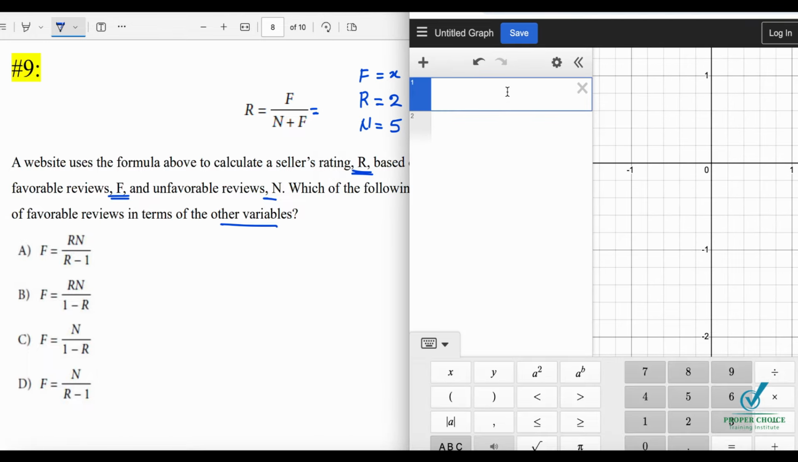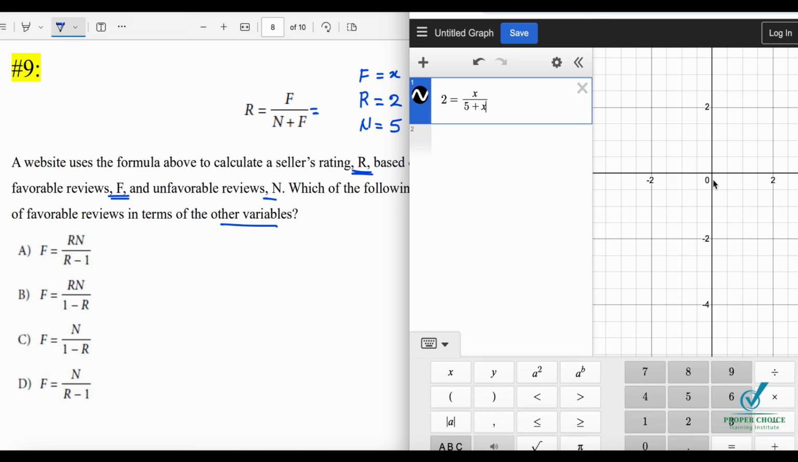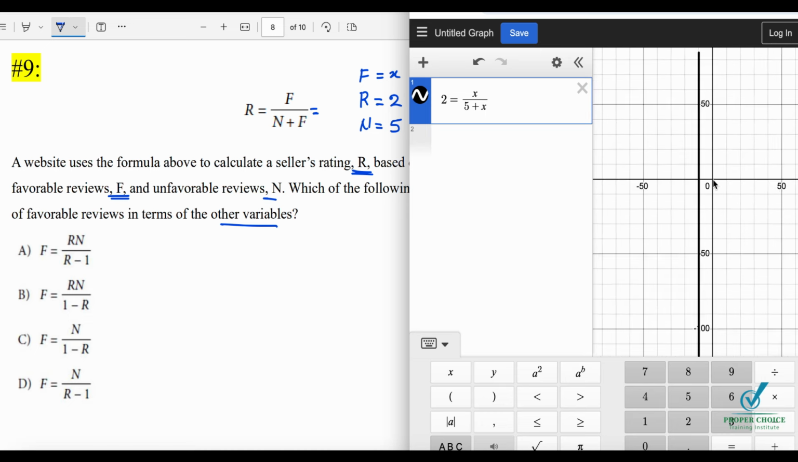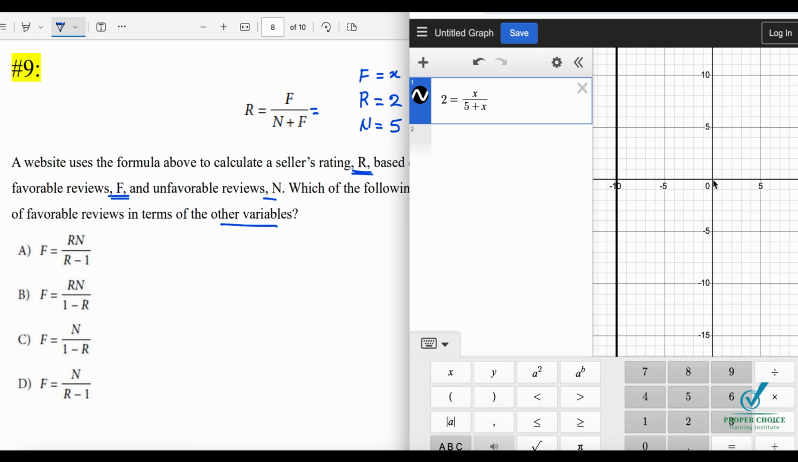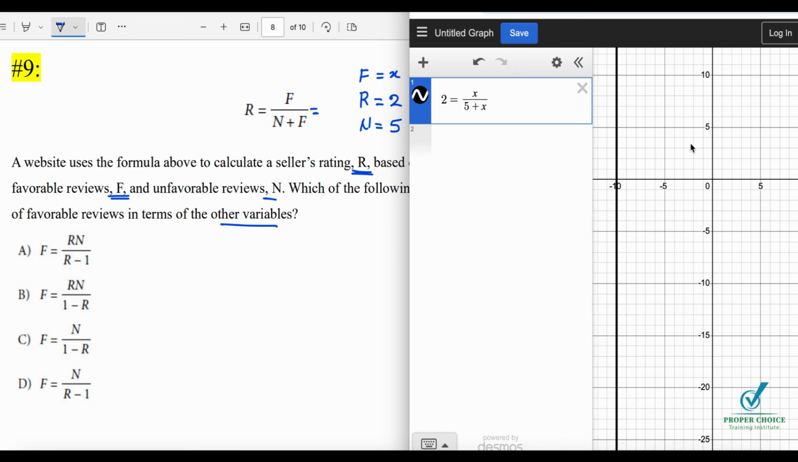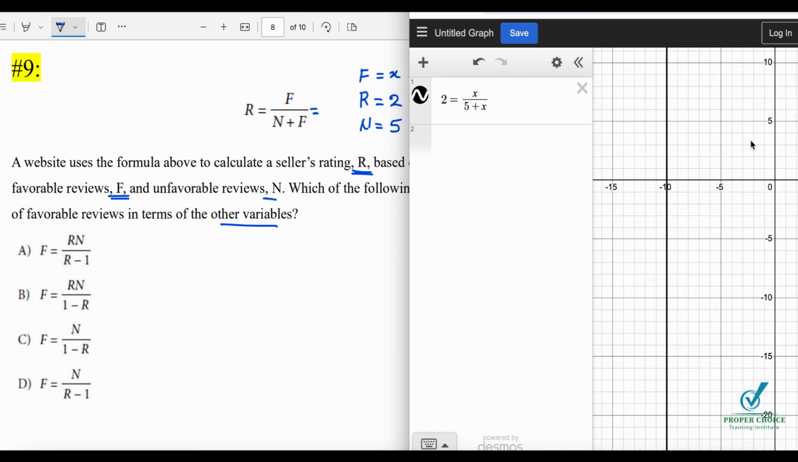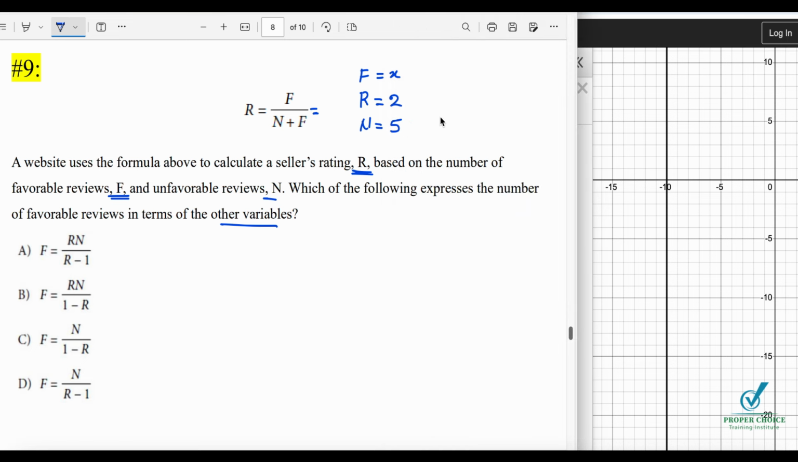So type it as 2 equals, I'm just typing this equation, x divided by n, where the n value we have taken as 5, plus x. What is the value of x we are getting? Check it out. As you can see, the value of x here is going to be negative 10.